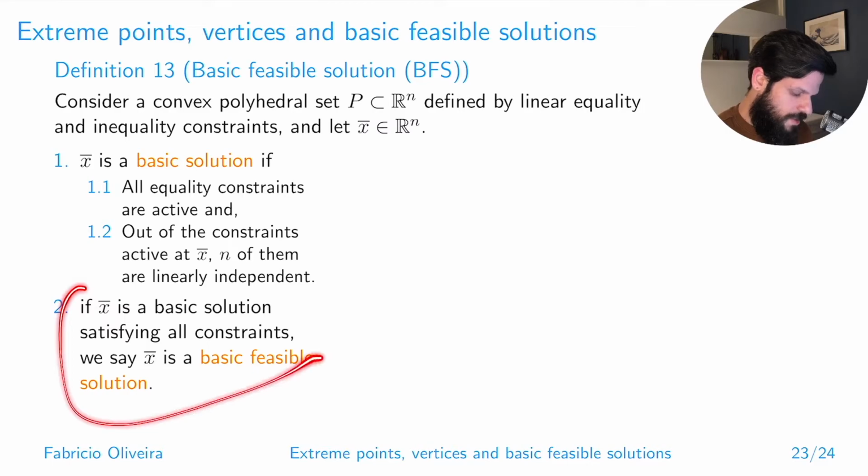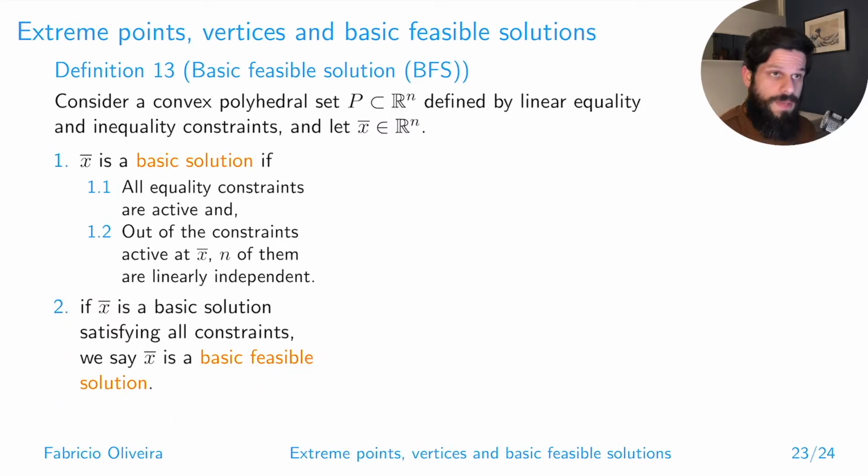And also number 2 here is basically saying that now you have a basic solution. A basic solution, again, is that point where, when you look at the active constraints, I have at least n, with the normal vectors being linearly independent. And if this basic solution also satisfies all the other constraints, including the non-active or inactive constraints, then that basic solution becomes a basic feasible solution. And that's exactly what we call the BFSs.